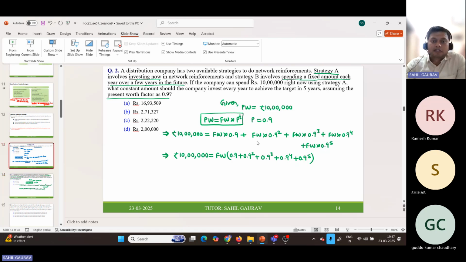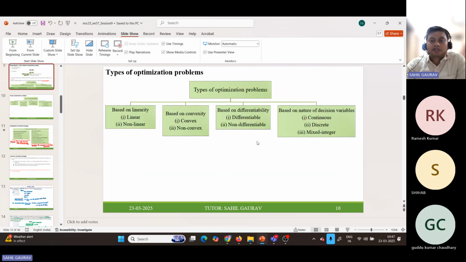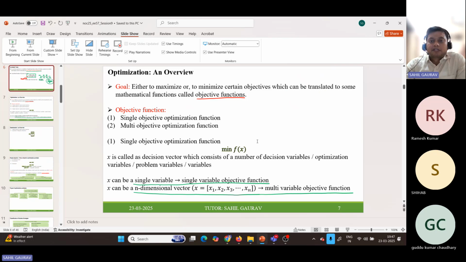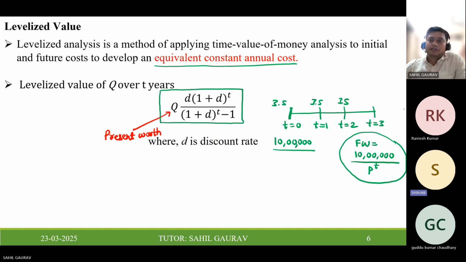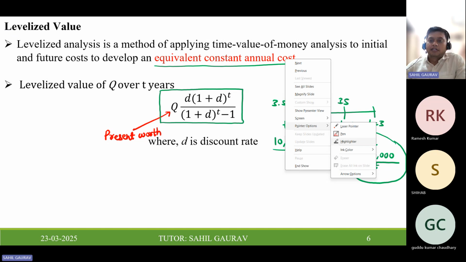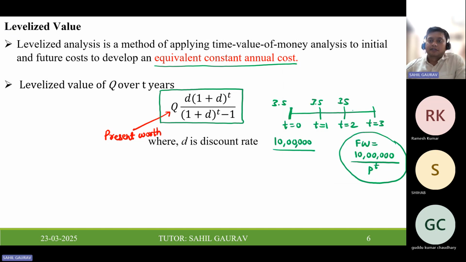I just told you in the beginning we have levelized cost. So you apply this expression also, you will get the same answer. You directly apply this expression that I was calculating right now, and for both ways you will get the same answer.